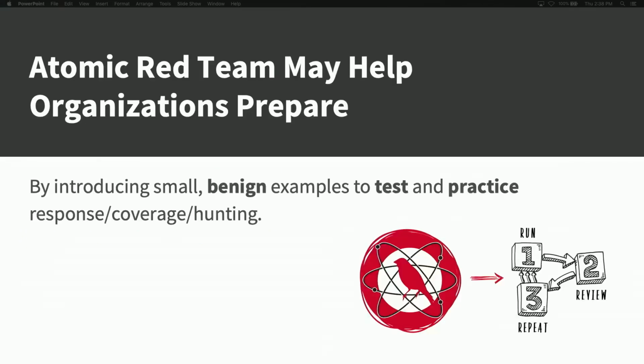So ultimately, Atomic Red Team may help organizations prepare by running small, benign examples and letting teams test, practice, and iterate their response, their coverage, and hunting. But the reality is, all of these things that we've talked about so far are really known. So an attacker may decide to do something that is not in the MITRE ATT&CK matrix and not something that has been seen before. So we wanted to explore the question of how would you hunt to see if you could find something unknown? So I'll hand it to Ross.